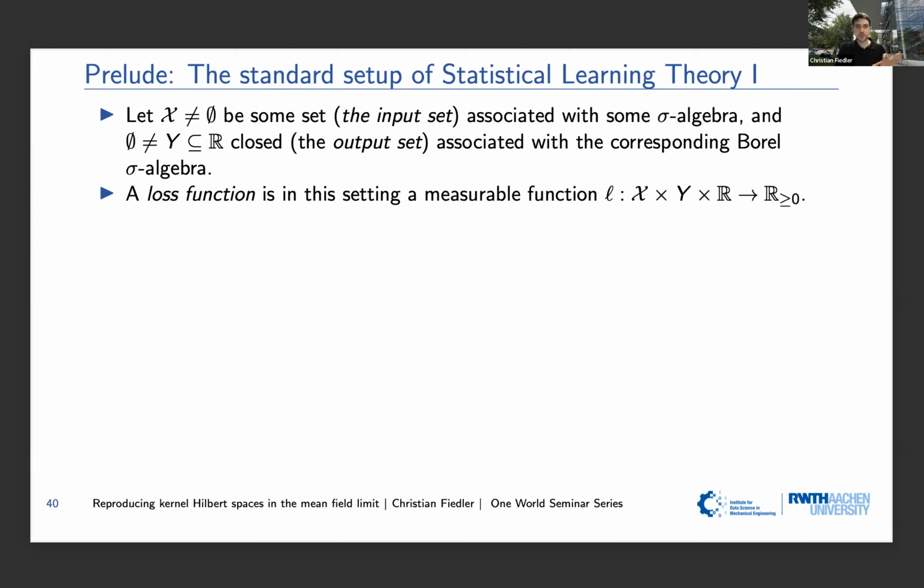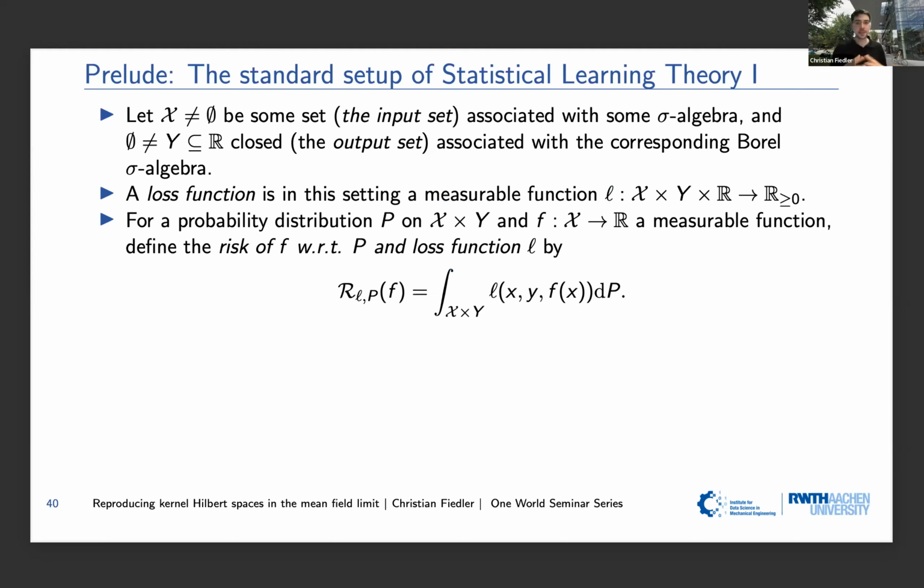Then we have a loss function. This is just a measurable function. The idea is, if you have an input x, which can be interpreted as a question, an output y, which can be interpreted as the supposedly correct answer, and you give your answer t, then the cost of your answer, whether right or wrong, is L of x, y, t. That's the intention behind it.